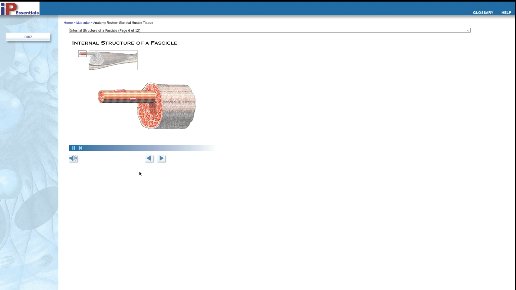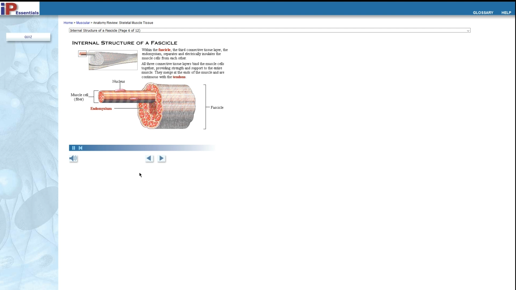This view provides a closer look at the internal structure of a fascicle. Recall that fascicles are bundles of muscle cells. Within the fascicle, the third connective tissue layer, the endomysium, separates and electrically insulates the muscle cells from each other.